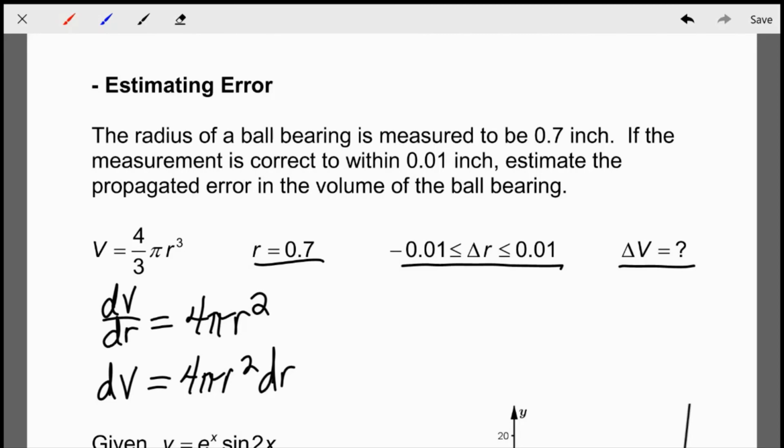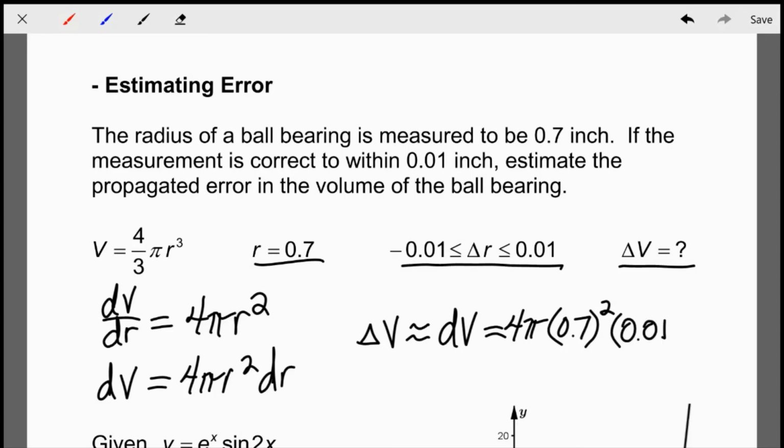Well, for delta V, I'm going to say delta V is going to be approximated by dV. So in this case, that would be 4 pi. My radius was 0.7. And the amount the radius can change is 0.01. So my delta V then is going to be approximately 0.0196 pi inches cubed.